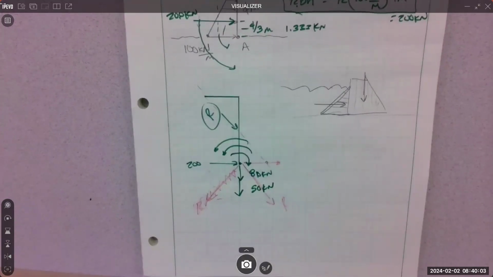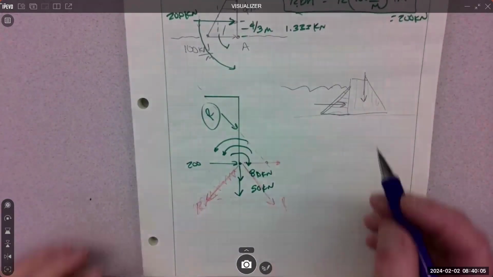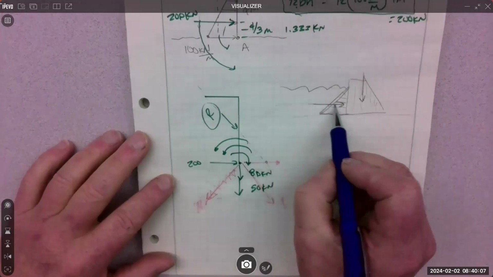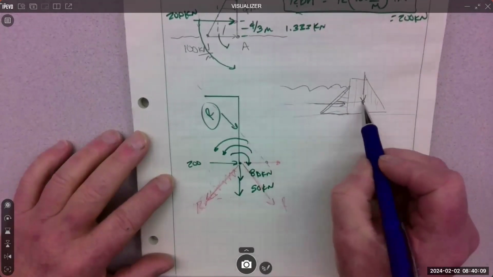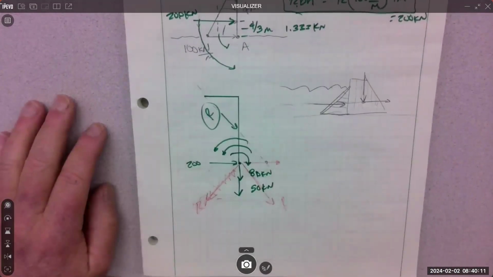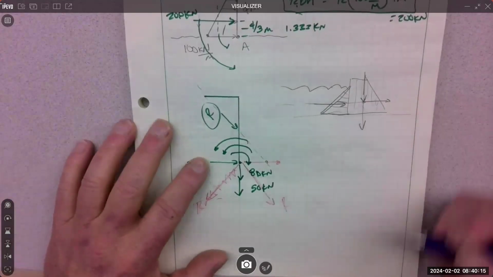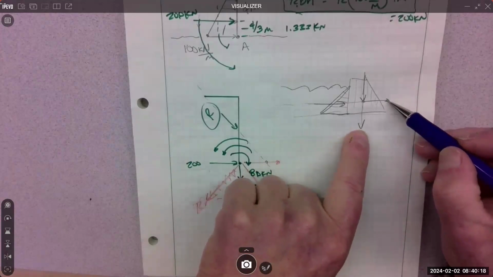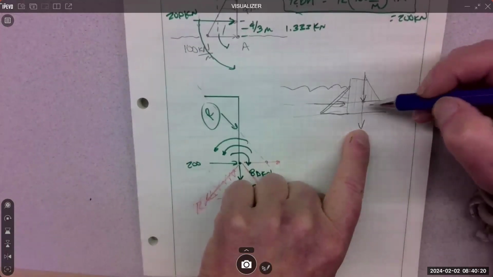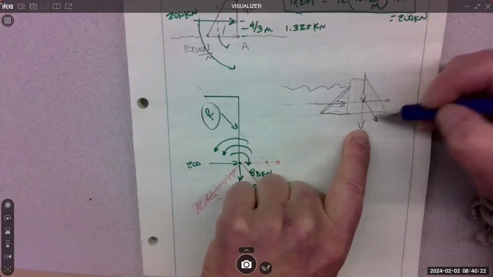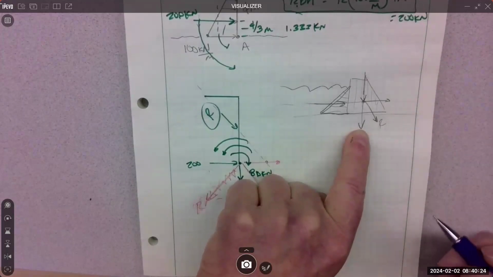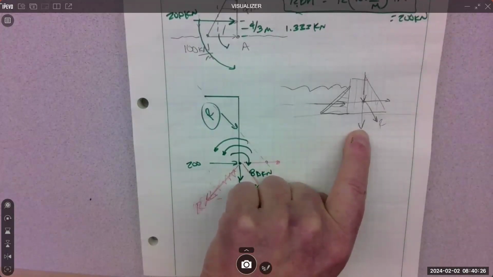Guess what? I can move the water pressure anywhere along its line of action. So I move it over here. Boom. We know that's fair, right? And I move this one down, boom. Now I have here and here, where's the resultant? R. Right, that's exactly what we just did on this problem.